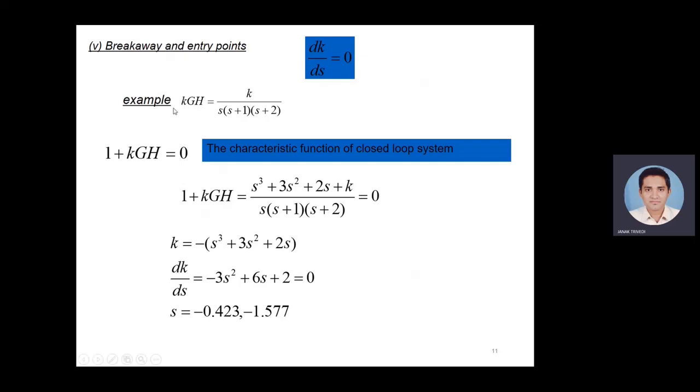So like this, in this case, KGH is K divided by s into s plus 1 into s plus 2. So 1 plus KGH is the characteristic function of the closed loop system. Then you put the equation in this particular form, 1 plus KGH, and you get this kind of equation. Then you find K from this equation, differentiate K with respect to s, and you get s equal to -0.423 and -1.1577.